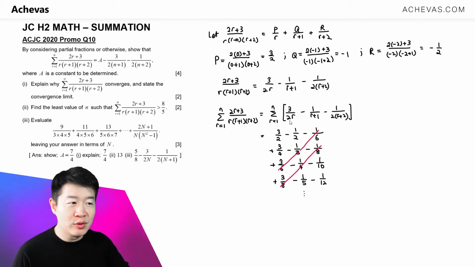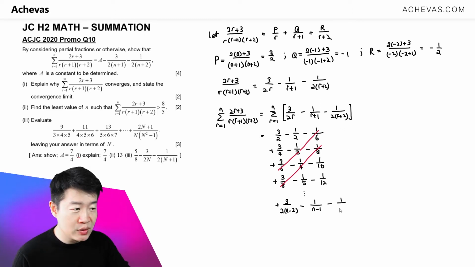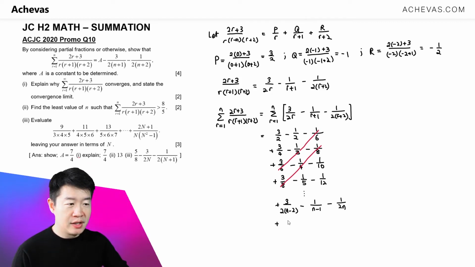So for the last 3 rows, I'm going to let the next r that I'm going to be writing down here be n minus 2. So it is going to be 3 over 2 times of n minus 2 minus 1 over n minus 1, then minus 1 over, letting r be equal to n minus 2, this is going to be equal to 2n. Then letting r be equal to n minus 1, this is going to be 3 over 2 times of n minus 1 minus 1 over n minus 1 over 2 times of n plus 1.